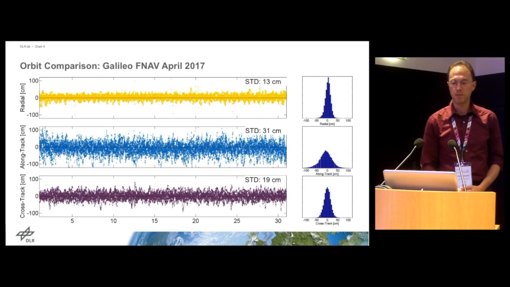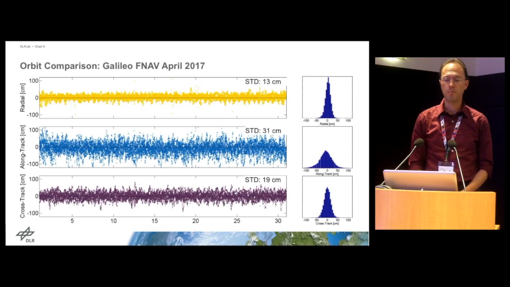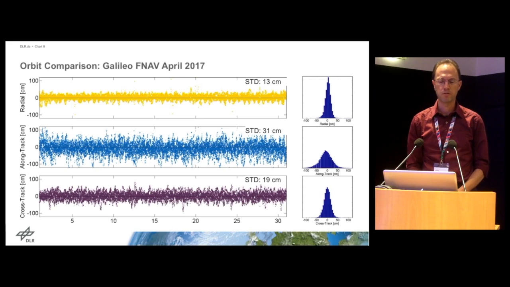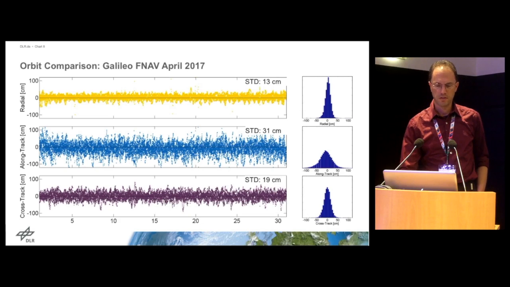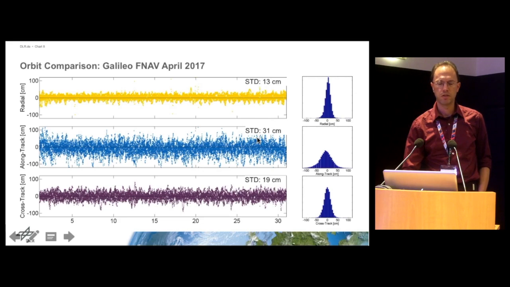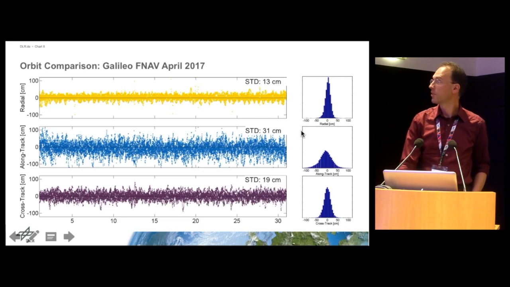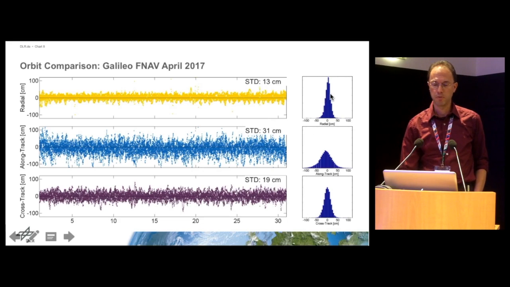Let me now show you some examples. The first one is the orbit comparison for Galileo for April 2017. You see the orbit differences in the three components, so in the radial direction, along track and cross track. We have about 13 centimeters standard deviation in the radial direction, the smallest one, and the largest contribution in the along track direction. On the right hand side you see histograms of these orbit differences, and you can see that they have a pretty Gaussian distribution, except for the along track component, which has a slight shift.